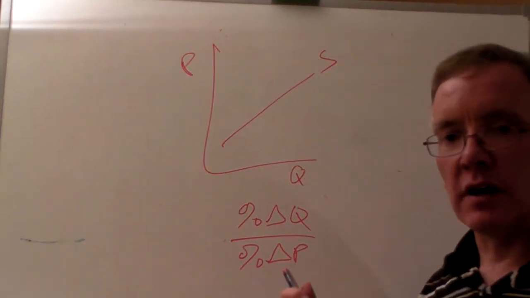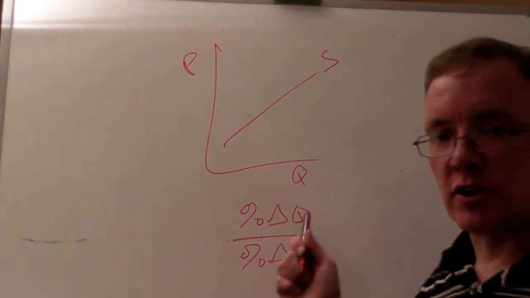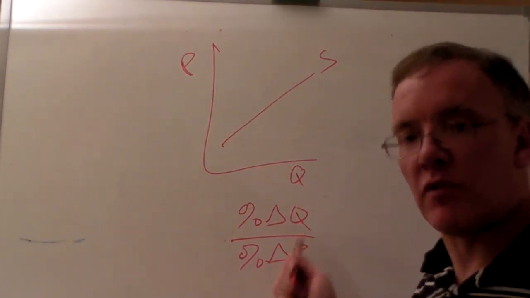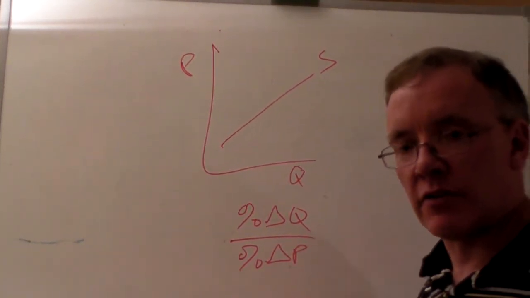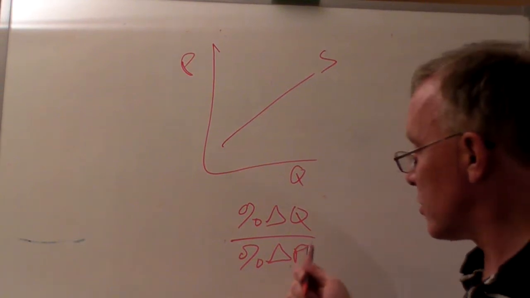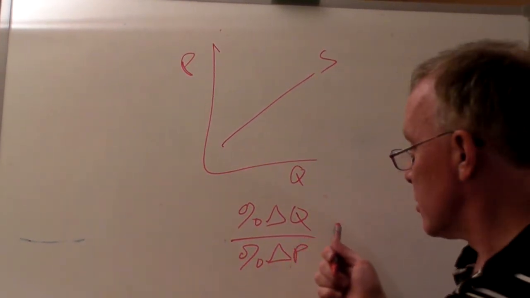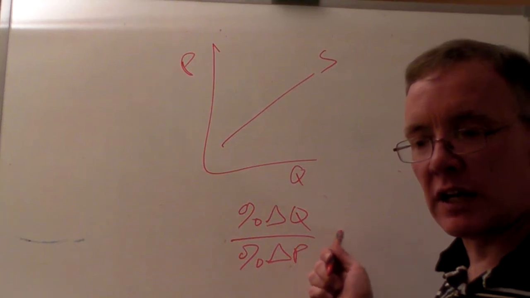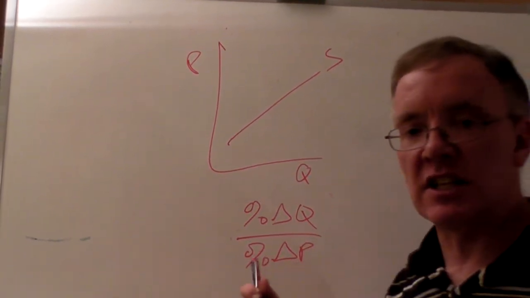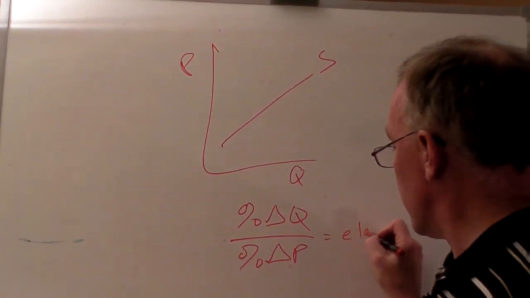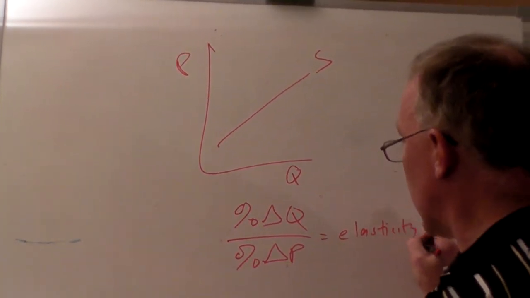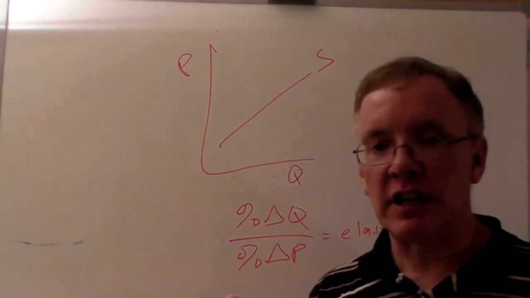And because we know that supply curves slope up, these are both going to be moving in the same direction. If the price goes down, the quantity supplied is going to go down. If the price goes up, the quantity supplied is going to go up. So you'd either have a positive over a positive or a negative over a negative. Either way, the elasticity itself would be a positive number. And again, it would be a number between 0 and infinity.